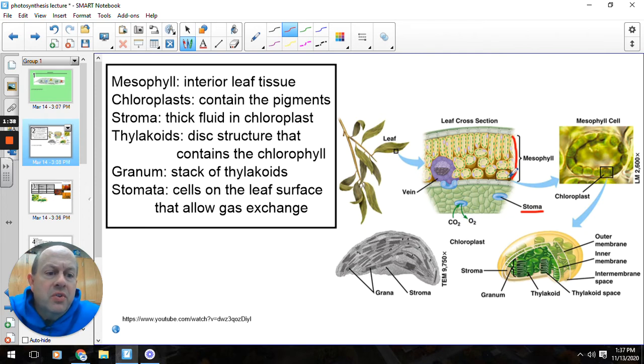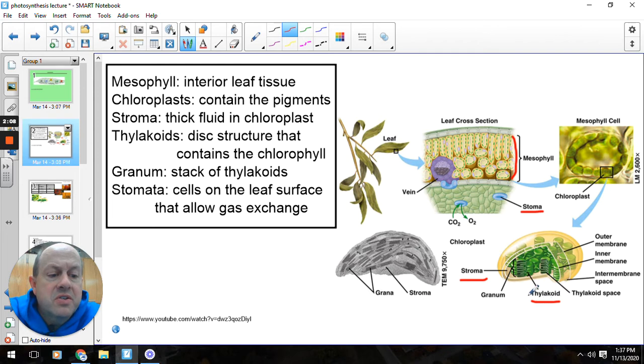The mesophyll tissue is where the cells are, and in each cell there are lots of chloroplasts. And so the chloroplast is the organelle that we learned does the photosynthesis. The chloroplast has two major parts to it. Kind of a thick syrupy fluid called the stroma, and then these kind of green checker-like discs called the thylakoids.